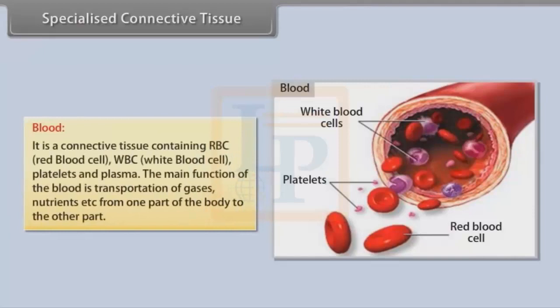Blood. It is a connective tissue containing RBC, that is red blood cells, WBC, that is white blood cells, platelets and plasma. The main function of the blood is transportation of gases, nutrients, etc. from one part of the body to the other part.